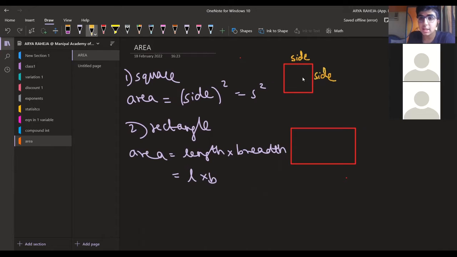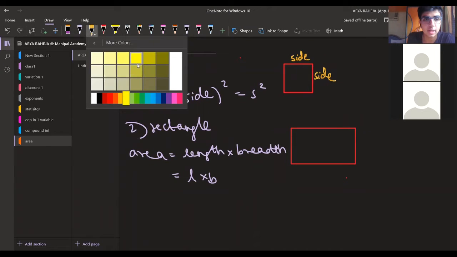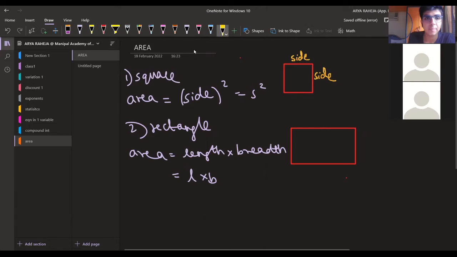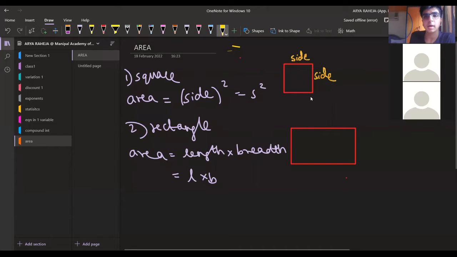First are the properties of a square. All sides are equal. इतना तो तुम लोग को पता है. Very good. Next, in a rectangle, this is called the length, and this is called the breadth, B. And ये भी पता है कि opposite sides are equal in a rectangle, so length and breadth.